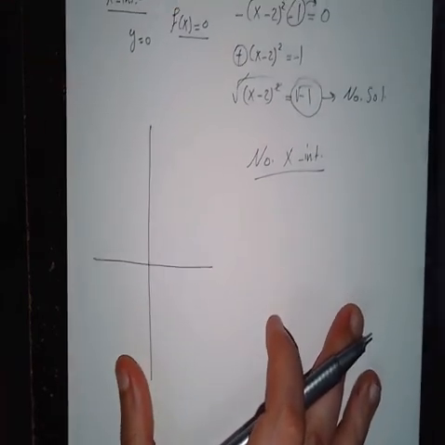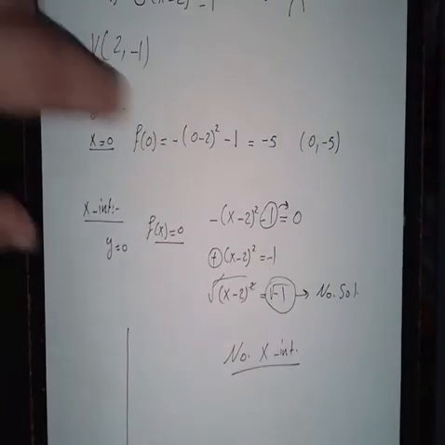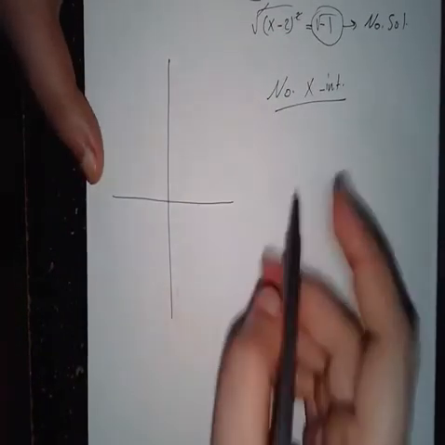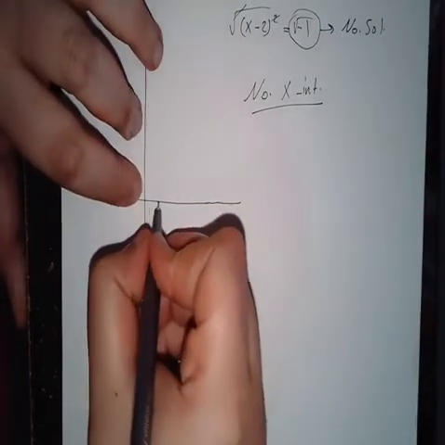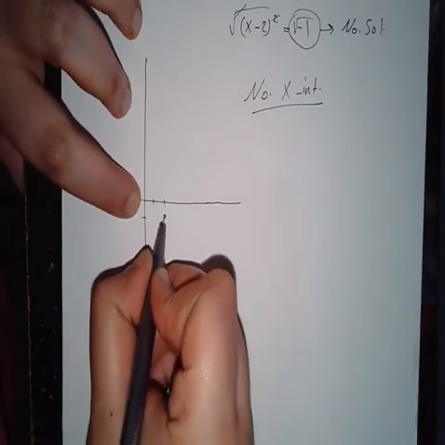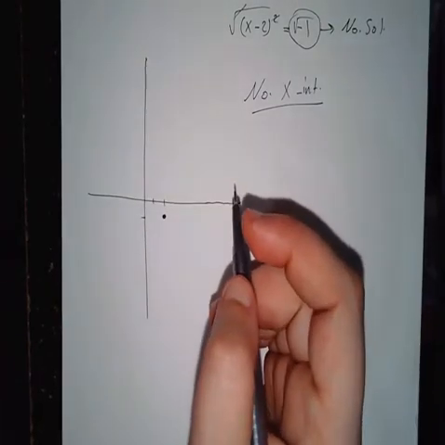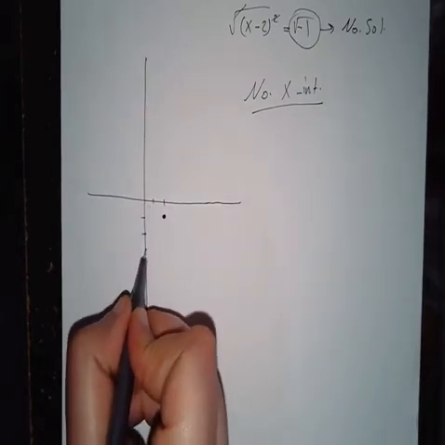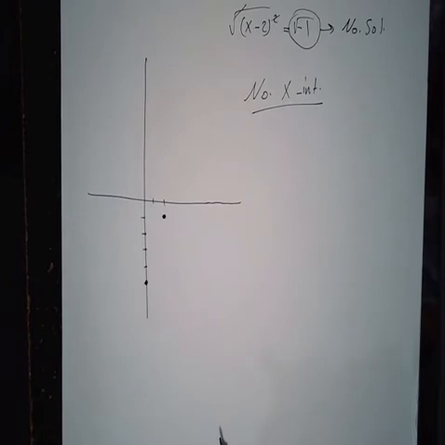Okay, so we found how many points? 2. The only thing we can use is (2, -1), which is my vertex, and (0, -5), because I have no x-intercepts. So let's do that. 2 for x, so 1, 2, and -1 for y. This point right here is your vertex point. Now, the y-intercept was (0, -5). So 0 for x, and you go 1, 2, 3, 4, and 5, right here. (0, -5), this point.